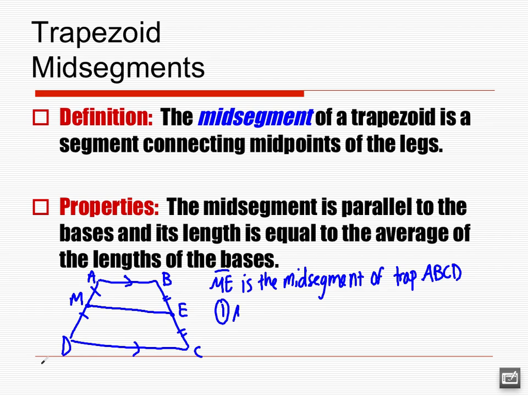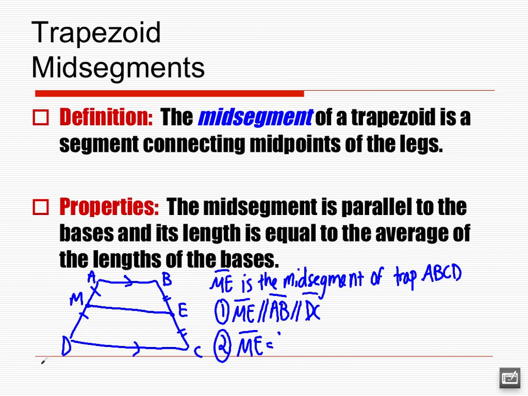So the first thing, ME, is going to be parallel. And remember, the bases are the ones that are parallel themselves. So AB and DC. ME is going to be parallel to AB. It's also going to be parallel to DC. And its length is equal to the average of the lengths of the bases. So ME's length is equal to the average of the other two bases.